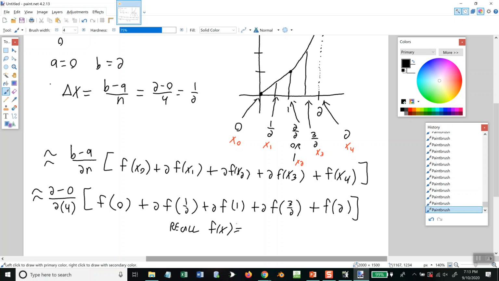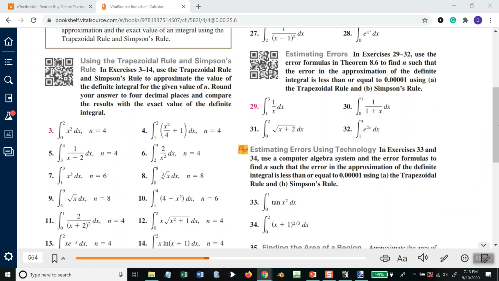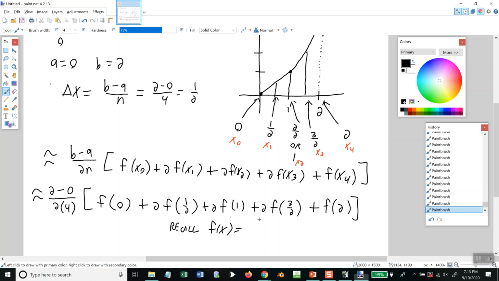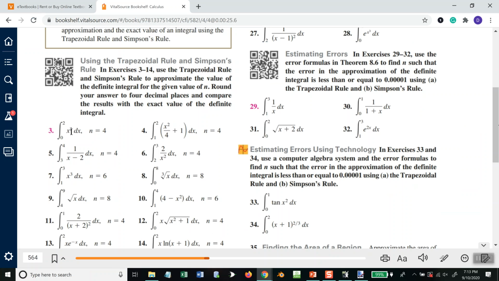Recall our function, f of x is equal to x squared. That will always be whatever's inside this interval right here. That's your f of x.